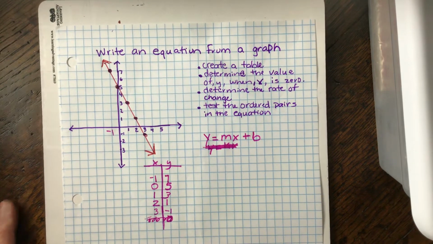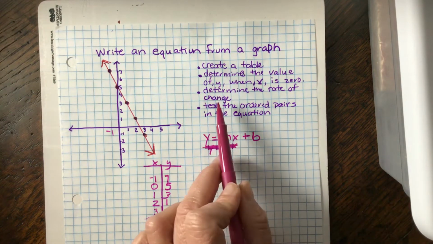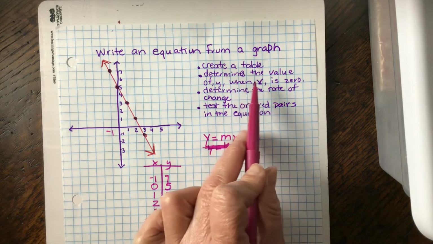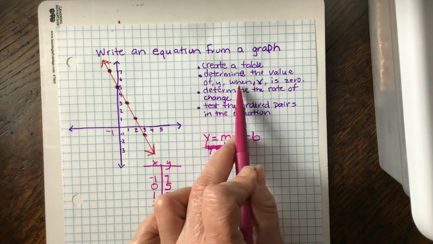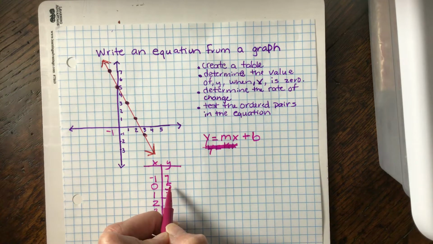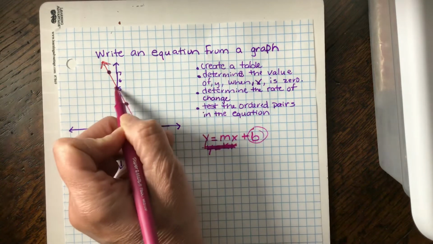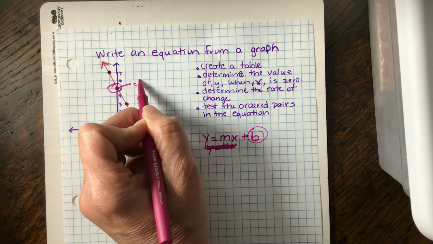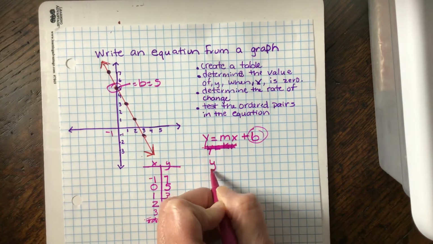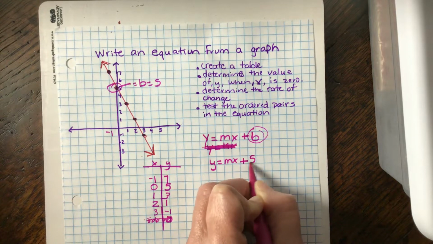Okay, so go back to our steps. We created the table. Then we want to write the equation. That's our goal. It says determine the value of y when x is 0. So when x is 0, y is 5. This right here is b, which equals 5. So I can start that right here: y equals mx plus 5.